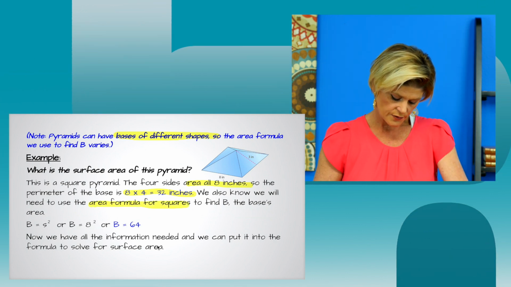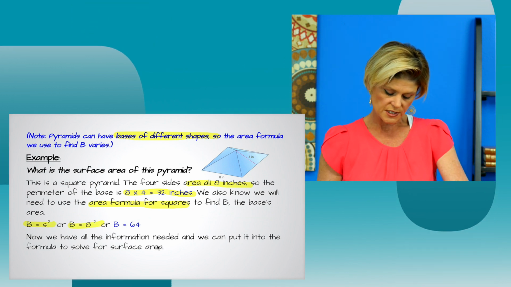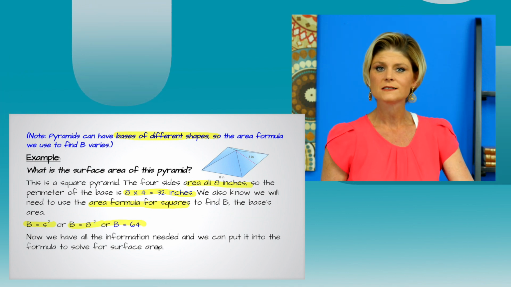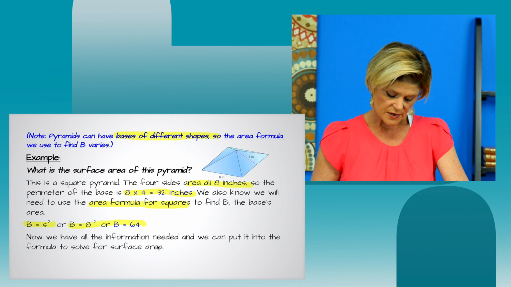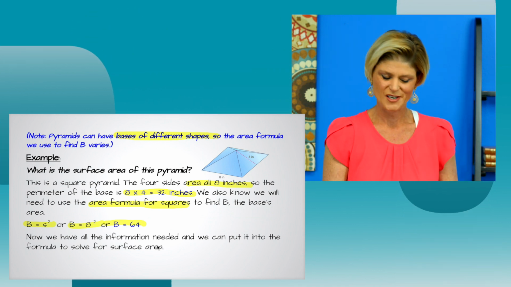So we have the base equals s squared, and we know that s equals 8. So we have 8 squared. So now we know that B equals 64. Now we have all the information we need, and we can put it into the formula to solve for surface area.